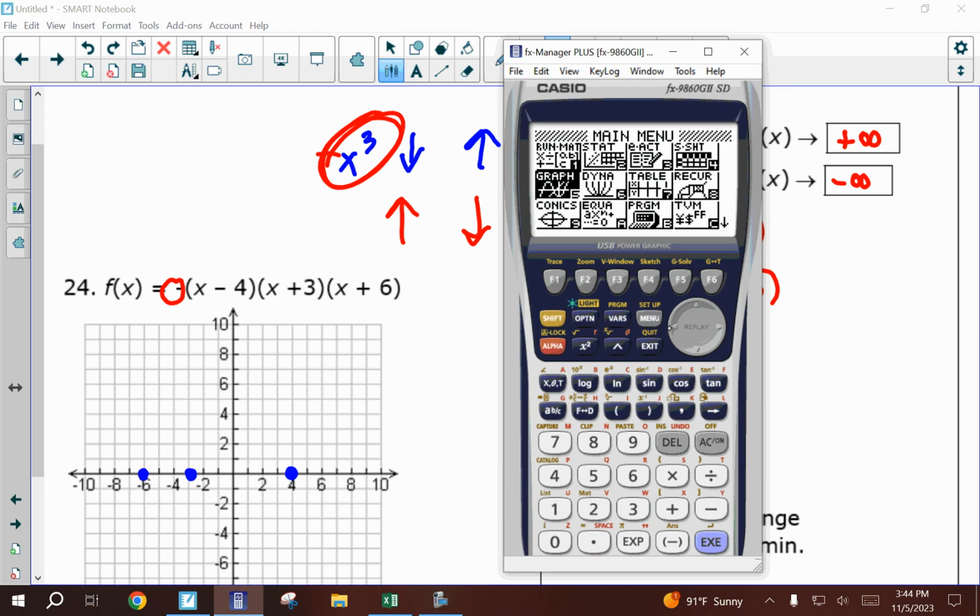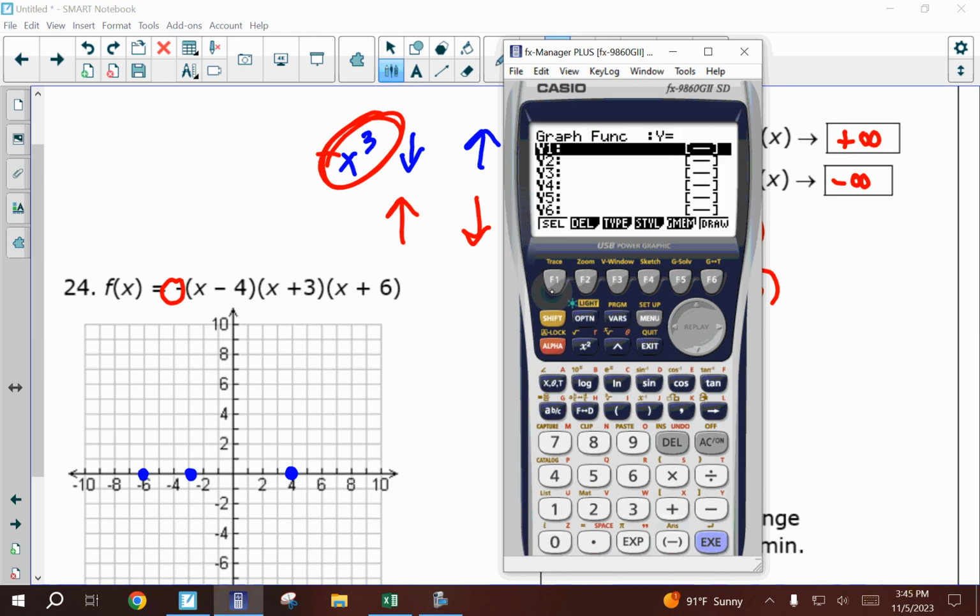So I'm going to go over to the graph. I'm going to delete this guy. And then I'm going to even type it exactly how it looks. So negative parentheses x minus 4, and then parentheses x plus 3. Make sure to put that plus sign in between. And then parentheses x plus 6.